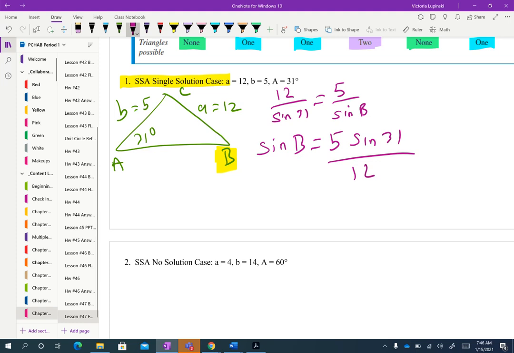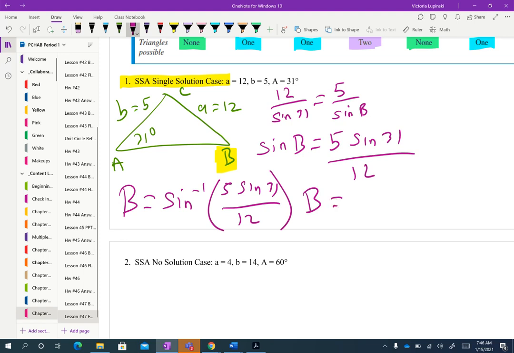Once you get to here, you're going to solve for angle B by doing the inverse. So the inverse sine of 5 sine 31 divided by 12. Again, if you plug that into your calculator exactly as it appears in degree mode, you should get that B is equal to 12.392 degrees.